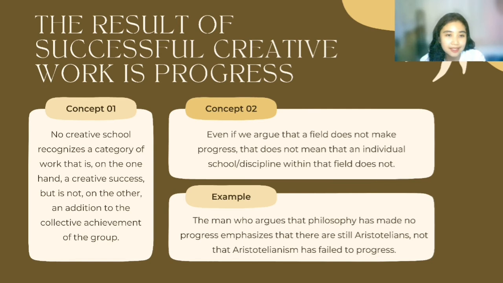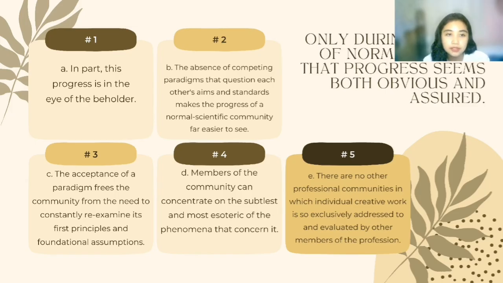No creative school recognizes a category of work that is, on one hand, a creative success, but is not, on the other, an addition to the collective achievement of the group. Even if we argue that a field does not make progress, that does not mean that an individual school or discipline within that field does not. Example, the man who argues that philosophy has made no progress emphasizes that there are still Aristotelians, not that Aristotelianism has failed to progress. It is only during periods of normal science that progress seems both obvious and assured.